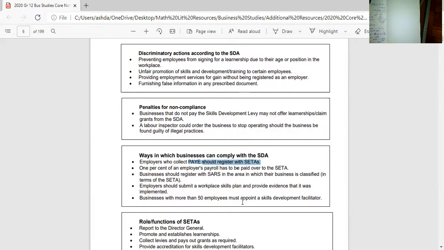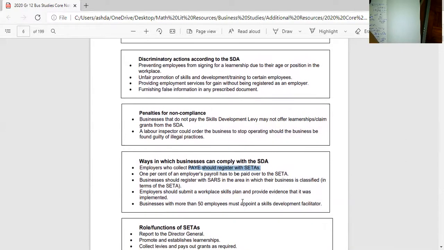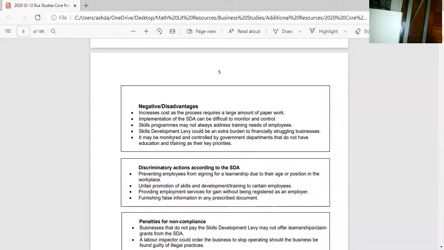Then what happens when there are penalties? What happens when you don't comply, when you don't abide by the rules? You will see that you cannot offer learnership because of your levy not being paid. And I'll just say no levy. Okay, and then after we have studied something like this, we just recite what we have studied.